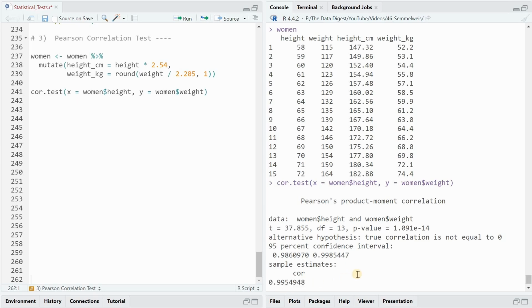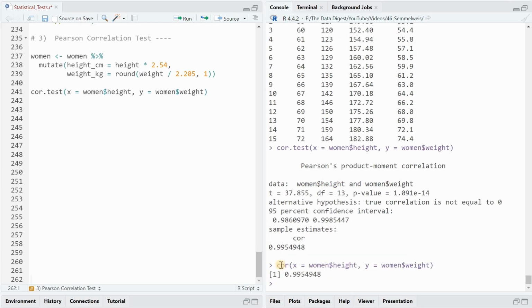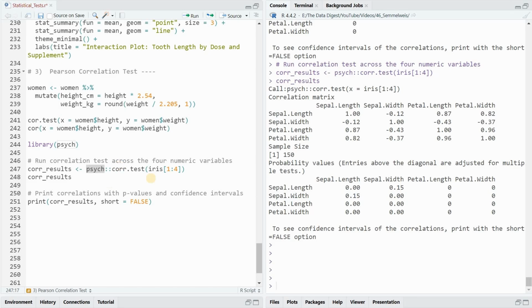Correlation coefficient can be between -1 and 1 for perfect correlation, positive or negative, or 0 for no correlation, and this is highly significant. If you just use cor without the test, you get the correlation coefficient, but not the test statistics and p-value. There's a function from the psych package called corr.test, but with double R, and this allows you to run correlations for multiple variables at a time.